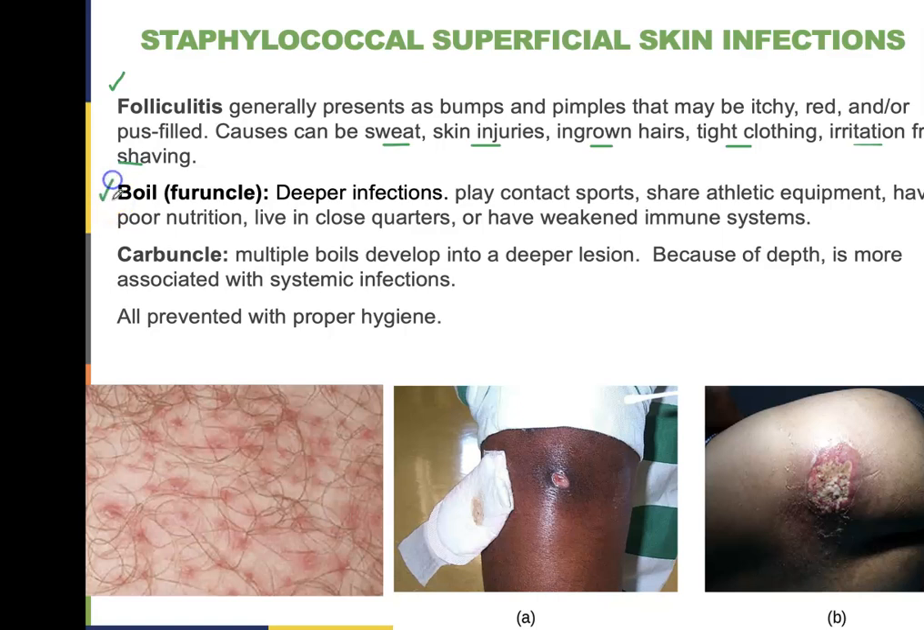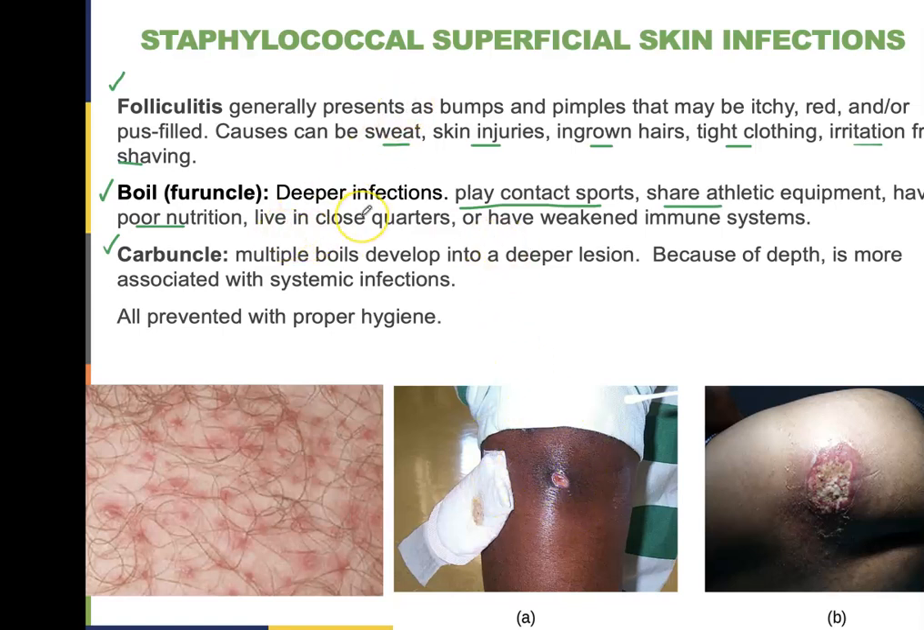A boil and a carbuncle, probably less common. Boils are going to be deeper. This is a boil. It is going to be more severe, obviously. And this is going to have more of an impact when you get it, right? So folliculitis is stuff that is everyday life things that you can't really avoid. But boils are more with athletics, sports, athletic equipment, or you have a weakened immune system, such as poor nutrition. And so your body just can't fight off the bacteria.